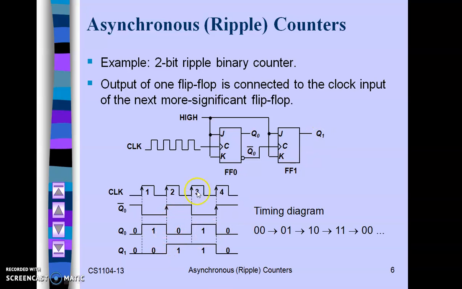In the next clock pulse the first flip-flop 0 will once again be triggered, and it will get toggled. So the output Q0 will be 0, and due to that Q0 bar will be 1, and that's why flip-flop 1 will get triggered and the output of Q1 will become 1. So in the next state the output of the 2-bit ripple counter will be 1 0. Like this, in every clock pulse the first flip-flop will get toggled 0 1 0 1.